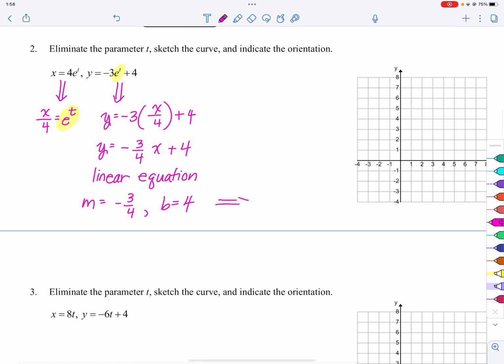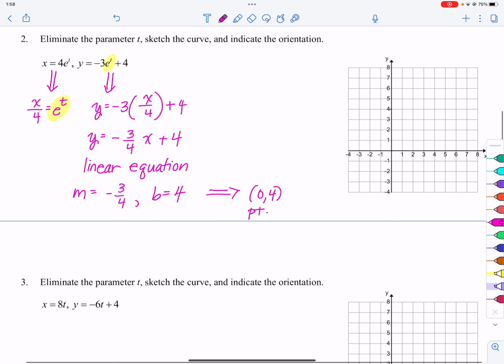So that gives us a point (0, 4) on the graph. And here we have a decision to make. Do we have an open or a closed circle? So are we open at (0, 4) or are we closed? So let's take a look at what we have.